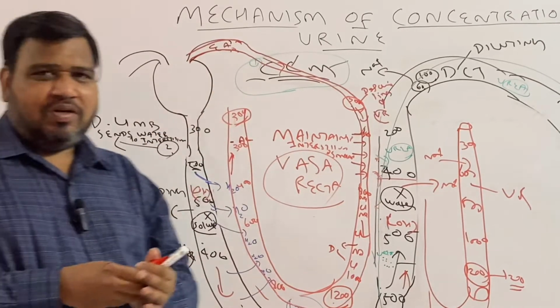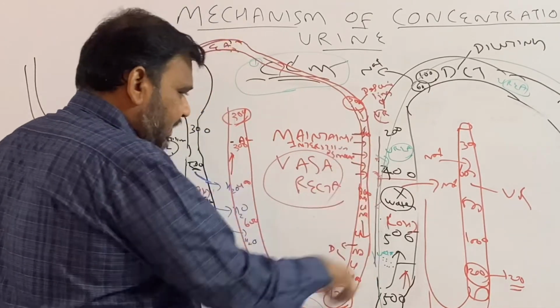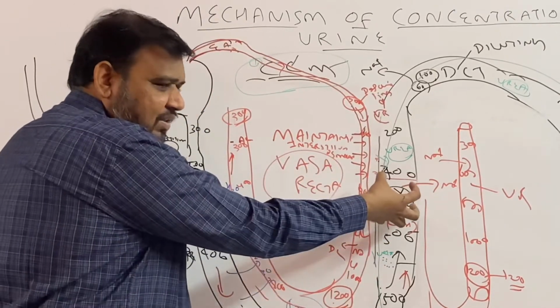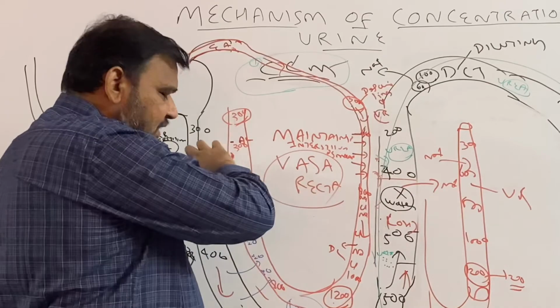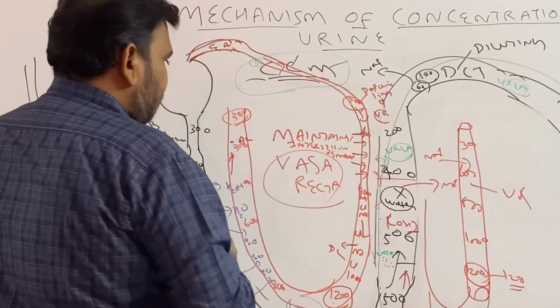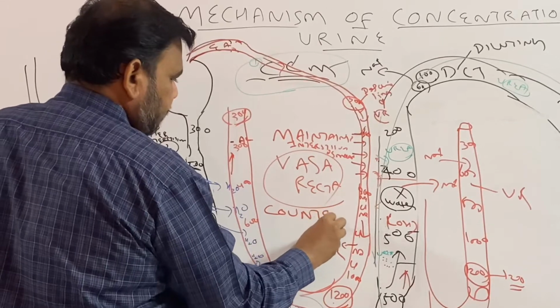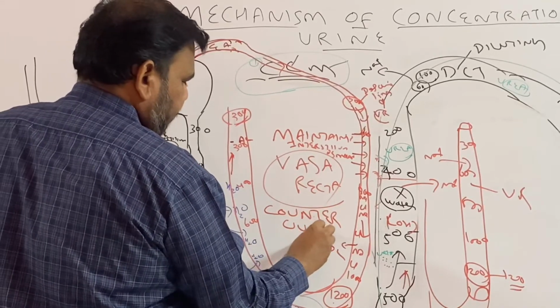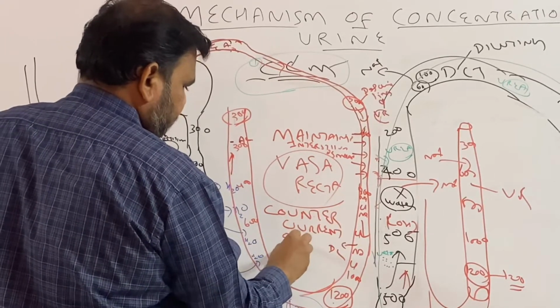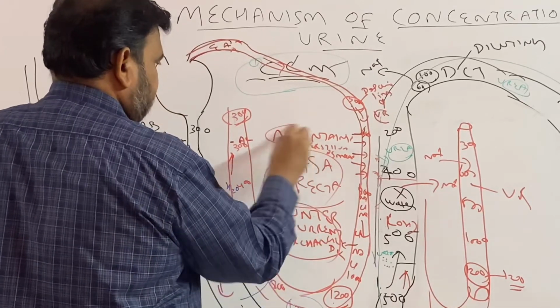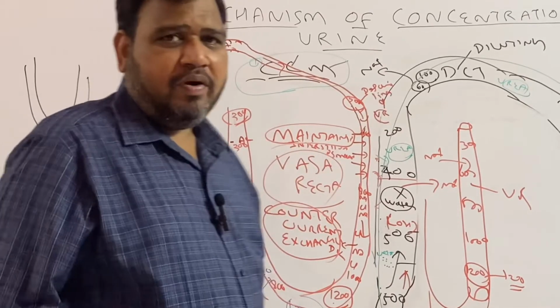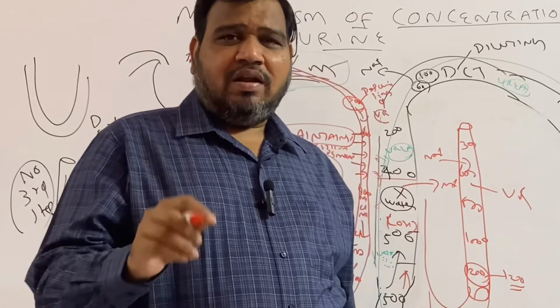So vasa recta osmolarity is maintained, but as it does, the exchange is occurring. It is taking the sodium from the ascending limb. It is taking the water from the descending. So note it out. Vasa recta is a countercurrent exchanger, very important. It exchanges, and it maintains. All these points are very important. Vasa recta is a countercurrent exchanger.